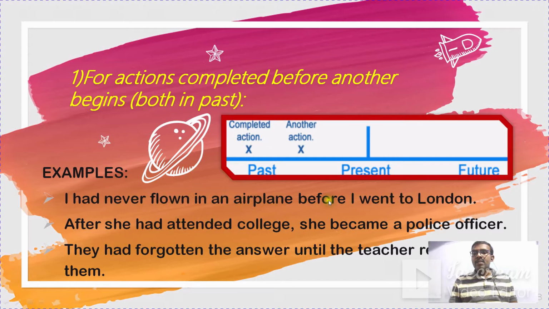This is a completed action, before I went to London. This is another action. This action begins. So to represent such situations, we use the past perfect tense.